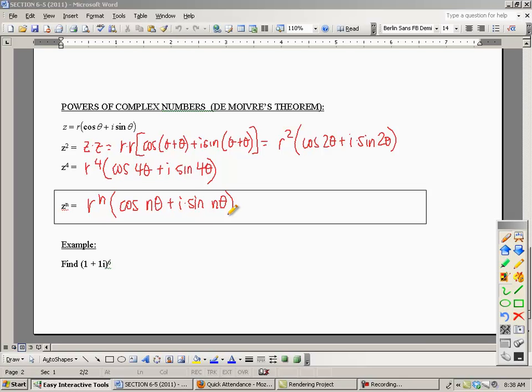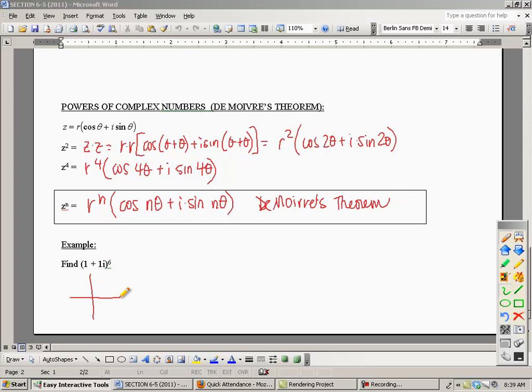You could use Pascal's triangle and combinations if you wanted, but it still takes a lot of time. What's quicker is if I use what we call de Moivre's theorem, this theorem right here, that says basically, if you put it in trig form, it's way easier to raise a complex number to a power than FOILing it out 6 times. So we're going to take this to trig form.